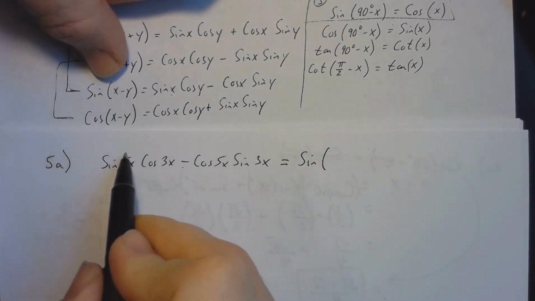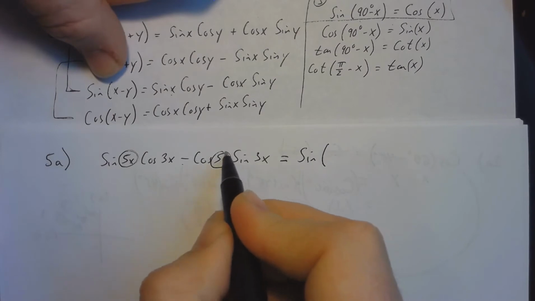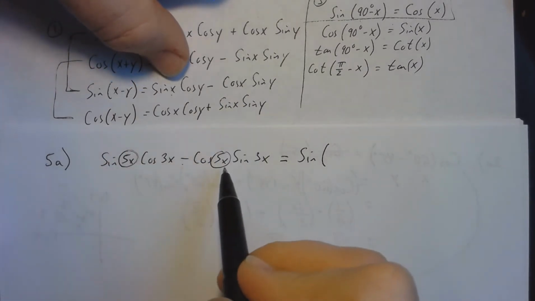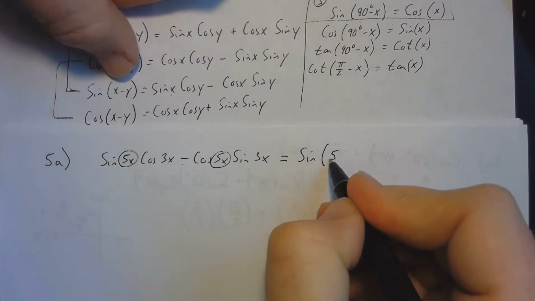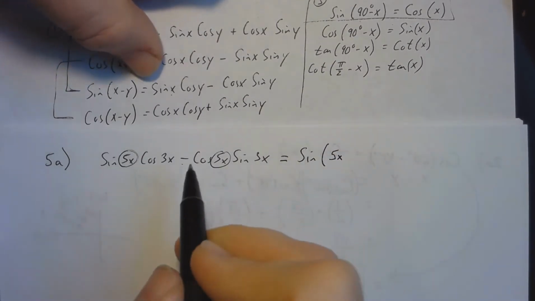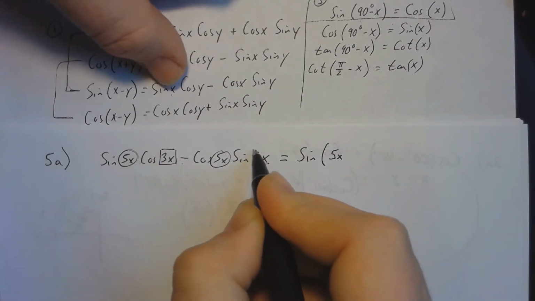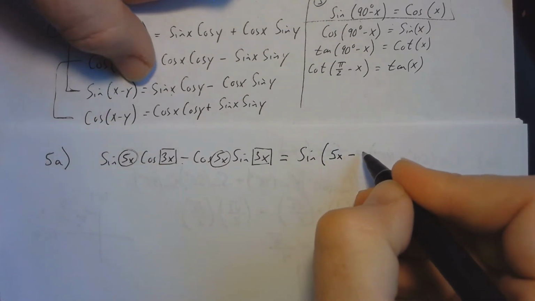If I replace all of the x's in here, I'm going to go ahead and circle them, all of my x's, which are the same x's in the identity, sine and then cosine, if I replace all those x's with 5x, then that first piece should be 5x. And then all my cosines here, I'm going to put those in boxes. You'll notice that the 3x here and the 3x here should both be y's. Then you'll notice that this is the sine of 5x minus 3x.